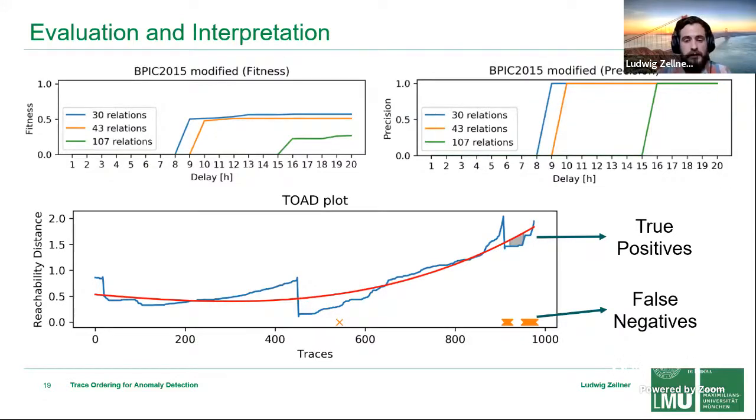Another important aspect gets clear if we look at the modified event log of BPIC 2015. Here we injected anomalous traces by delaying one event by a certain number of hours.